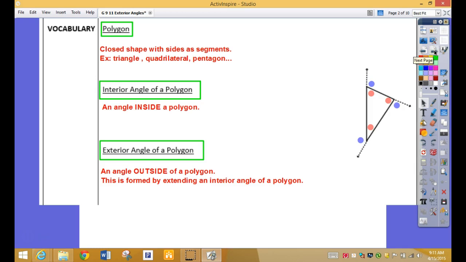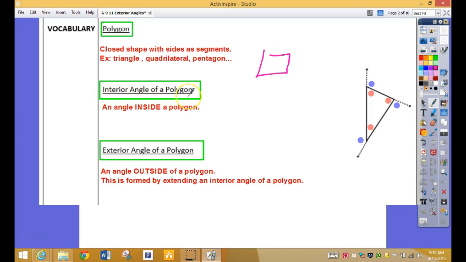Vocab, a polygon, we talked about that. A polygon is a closed shape with sides that are segments, lines. They have to have vertices. It has to be closed, and no circles are involved because they have curved lines. So like that would not be a polygon because it's not closed. You have to have vertices, all the corners.